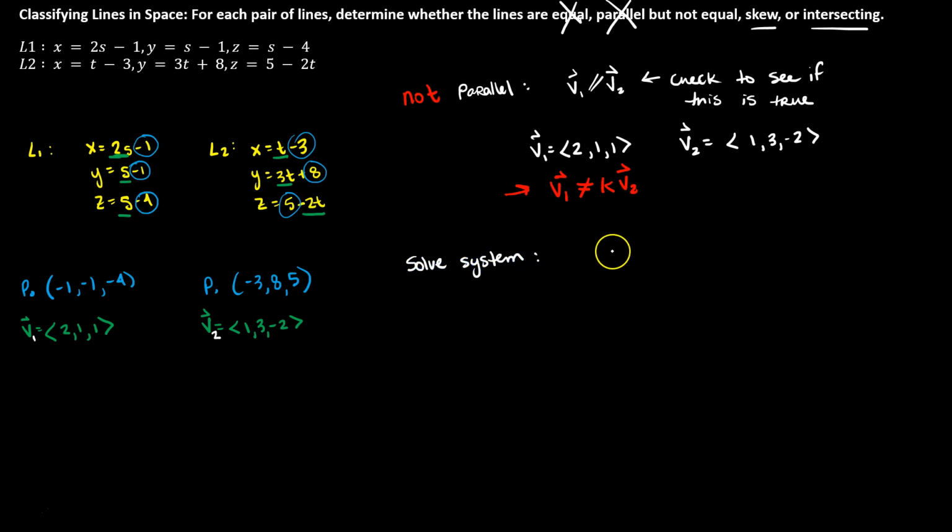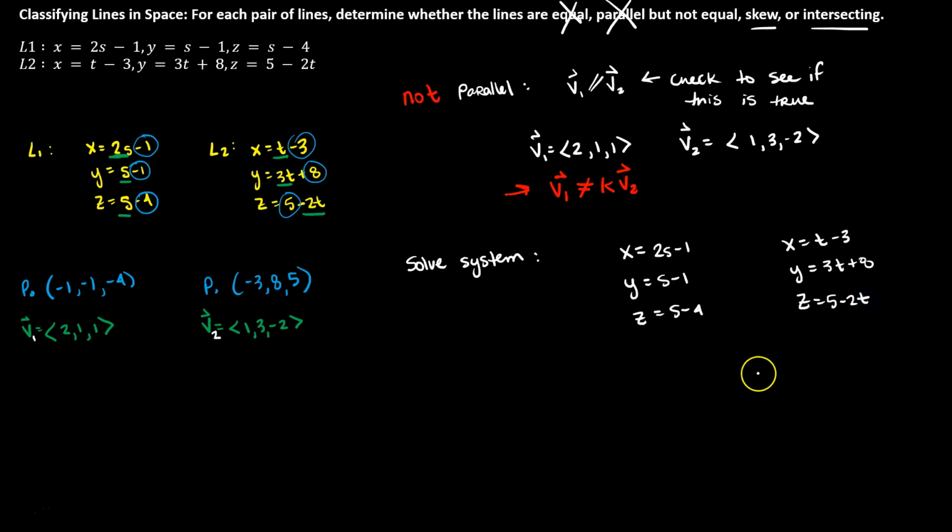We need all the equations from L1 and all the equations from L2 and we want to solve this for s and t. Essentially, we're trying to solve for s and t because we're looking to see if a point x, y, z exists that matches both line 1 and line 2.